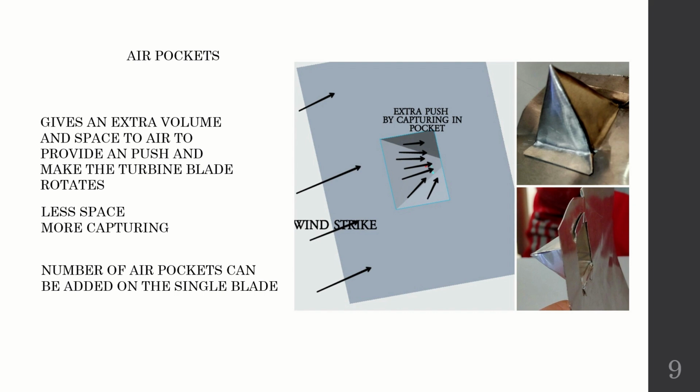In the traditional Savonius turbine, the fluid after hitting the blade leaves the blade set, whereas in our model, the layer of high velocity air which hits the blade gets captured in the air pockets and maximum energy is extracted from the wind layer. It's like less space and more capturing. More surface area is provided with the help of air pockets in less space. The number of air pockets added on a single blade can vary according to the structure and stress concentration on the blades.